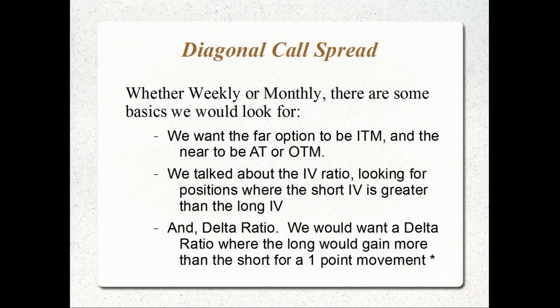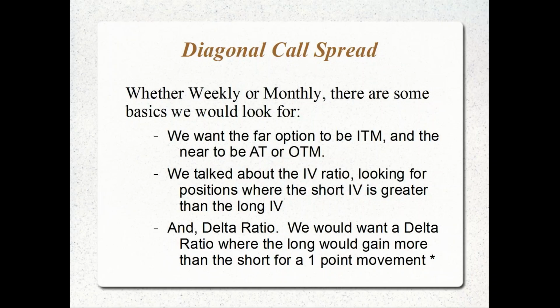Now we talked about the IV ratio and looking for positions where the implied volatility of the option we're selling, we want it to be equal to or higher than the implied volatility of the option that we're buying. And in a diagonal call or diagonal put, the delta ratio is very important. I don't use delta ratio when I'm doing vertical spreads or in my collar positions, for example.